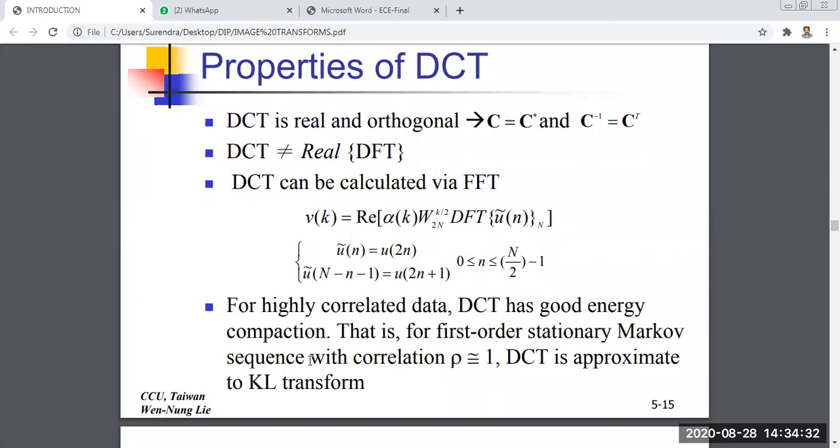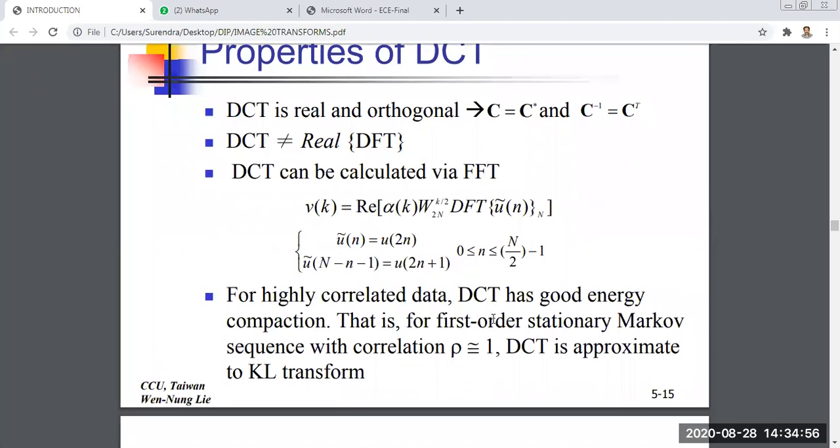Another property is that for highly correlated data, DCT has good energy compaction. So this is another property. There are 4 properties. DCT is real and orthogonal. DCT is not equal to the real part of the DFT, and DCT can be calculated with the help of the fast Fourier transform. And for highly correlated data, the discrete cosine transform has good energy compaction.